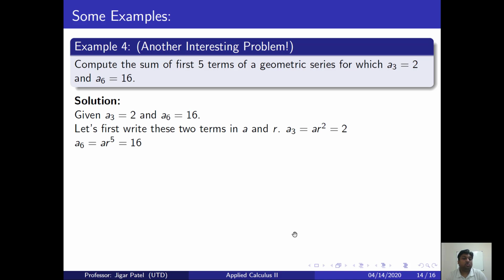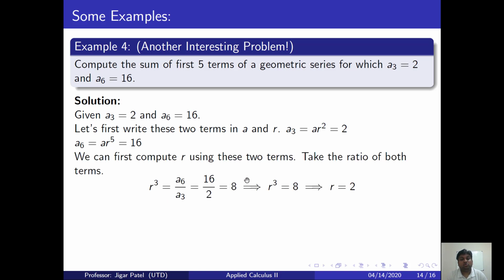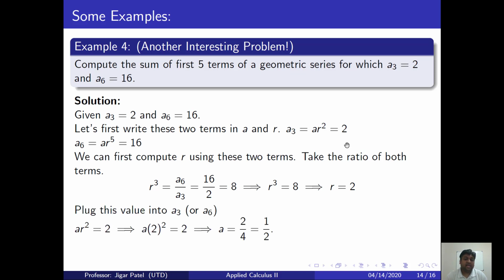Now I am going to solve this for r. Divide the sixth term by the third term, so a r to the 5 over a r square. On the other side, divide 16 by 2. You really get r cube equal to 8. The number whose cube is 8 is 2. So I get r equal to 2, and I'm going to plug r equal to 2 either in my third term or in my sixth term. The third term looks reasonably simple, so I will plug it in here. a times 2 square equal to 2, and that gives me a equal to 1 by 2.